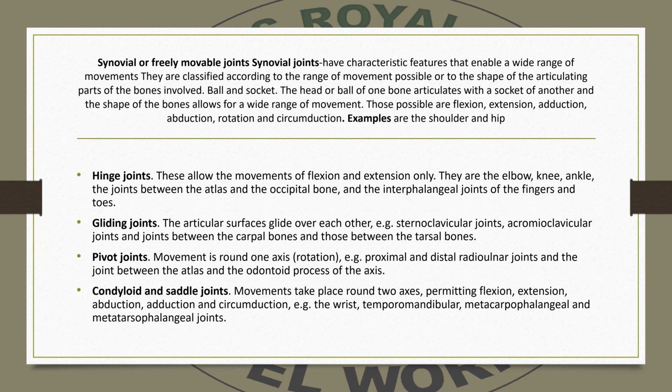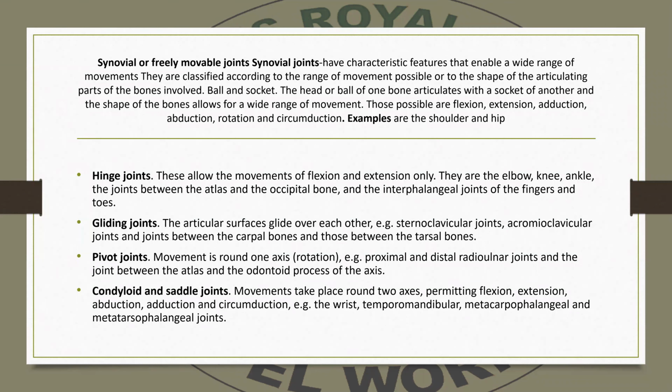So you've got different types. You've got the hinge joints, which allow movements of flexion and extension, like the elbow and the knee. You can bring it back and fold it and stretch it. The knee and the ankle are hinge joints. Then you've got the gliding joints. These glide over one another, like the joints in the fingers, the tarsals in the feet, in the toes and the fingers. These are gliding, and you can make those movements.